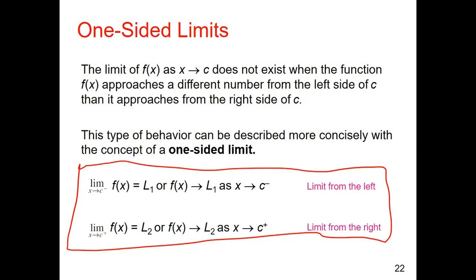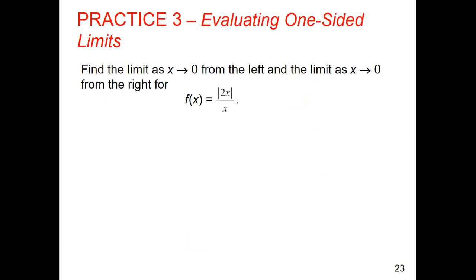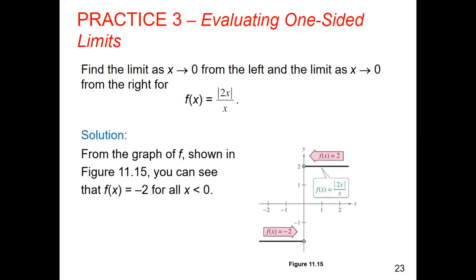All right, so let's look at an example of how this may look. Here's a practice problem. We have f of x equals the absolute value of 2x divided by x, okay? Absolute value in itself is going to tell us that we're going to have two parts of a function. Does that make sense? And so when we graph it, it looks like this.